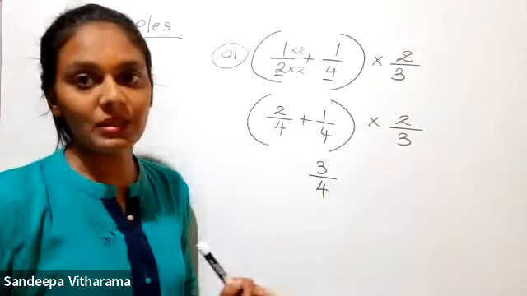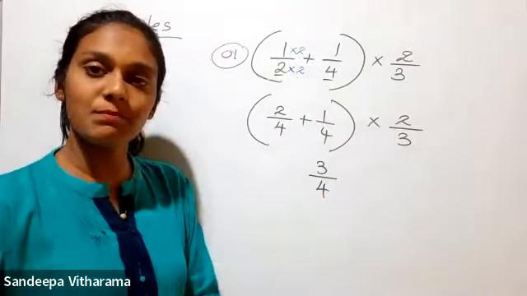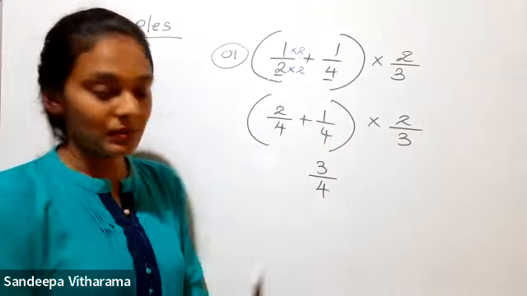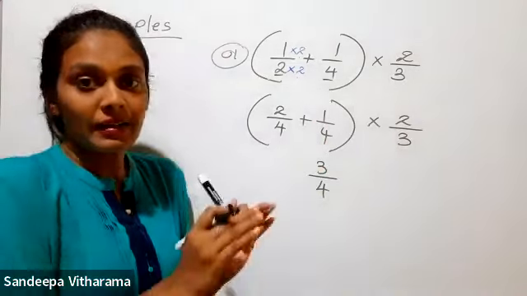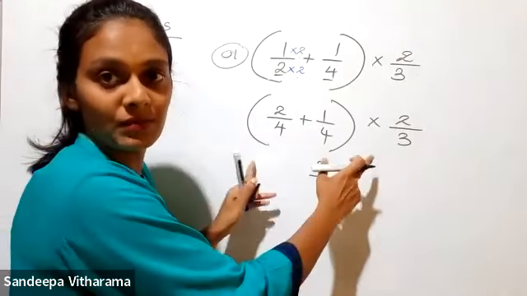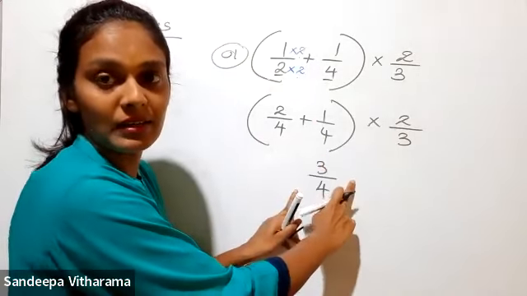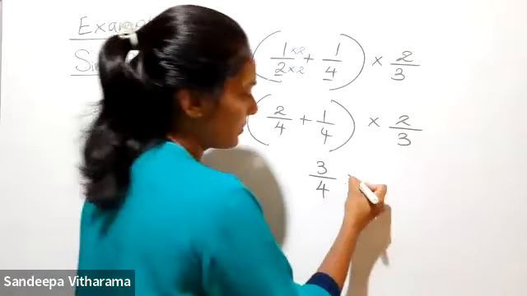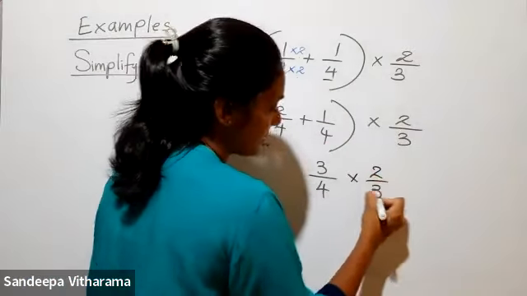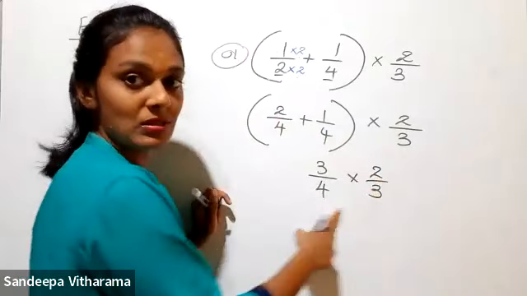Now again, no need to put brackets. Okay, in the next step brackets are not needed, because we write brackets only around an expression. We do not write a fraction within brackets. There's no requirement of that. So now it is 2 upon 3. Now the brackets are removed, so multiply with this.